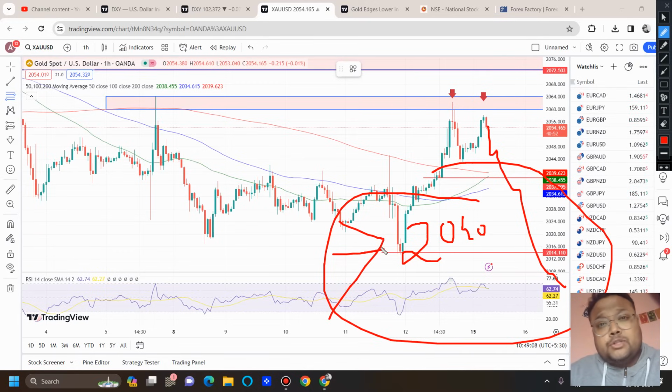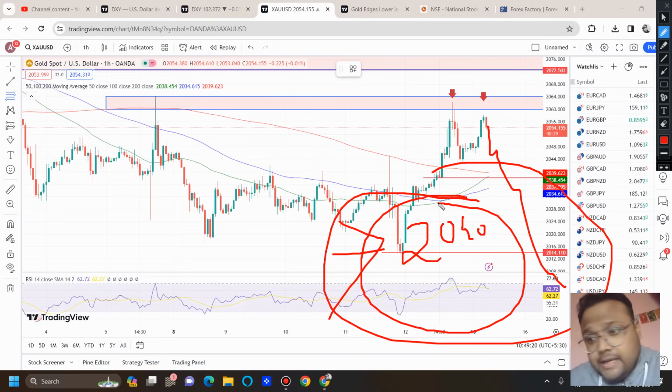If market breaks 2040, then we may get to see a big downside on the chart of gold, where you can expect a big move of 150 to 200 pips. But as of now, 2040 will be a key level for the market.